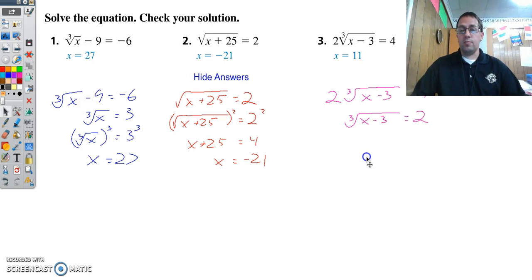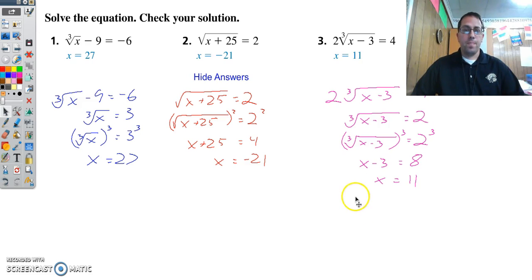So we divide both sides by 2, and we end up with the cube root of x minus 3 equals 2. Now we can get rid of that cube root. Get rid of cube root by cubing. So we're going to cube both sides, raise both sides to the third power, which gives us x minus 3 equals 8. Add 3 to both sides, and we end up with x equals 11.